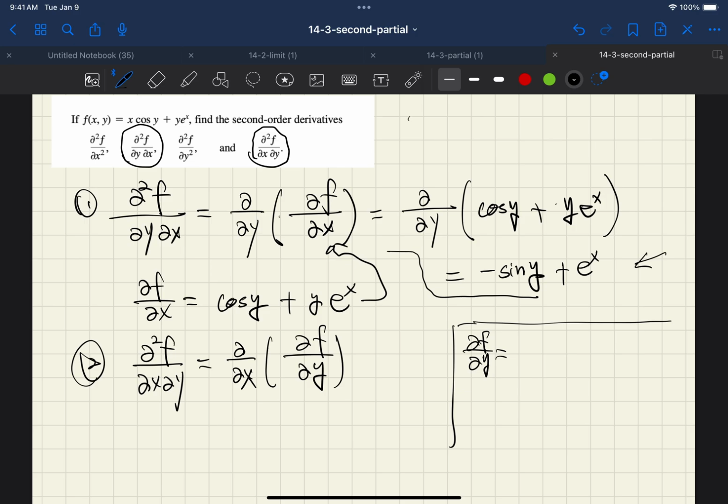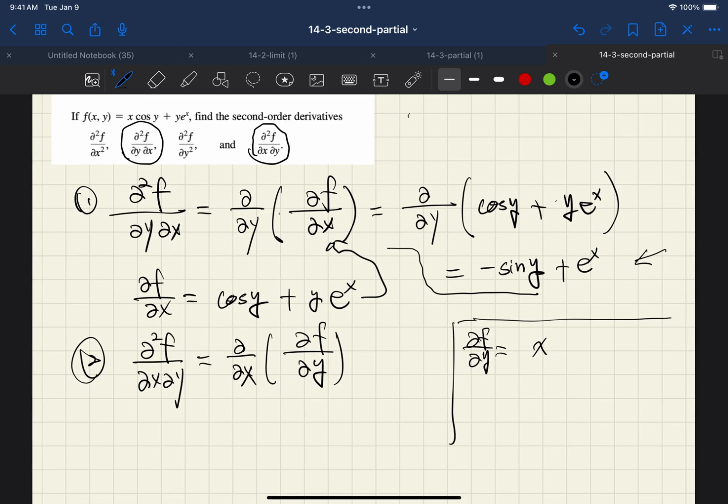So constant times negative sine y. So I put negative x sine y first. Plus, again, y times e to the x. E to the x is constant. Its coefficient. And y derivative is 1. So y times e to the x, its derivative with respect to y is e to the x. So I'm putting this formula into the parentheses. So partial x of negative x sine y plus e to the x.